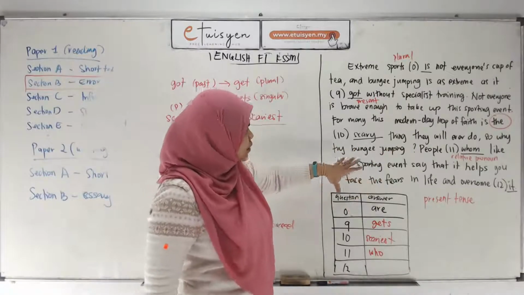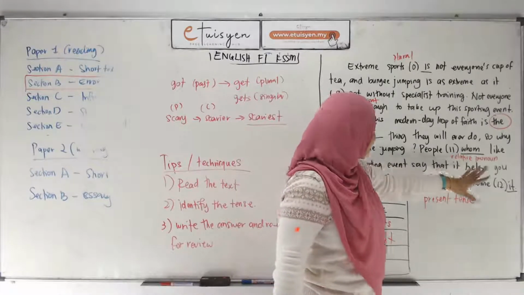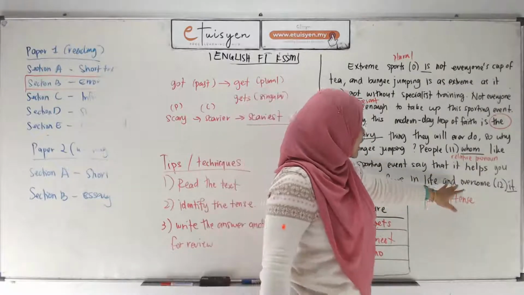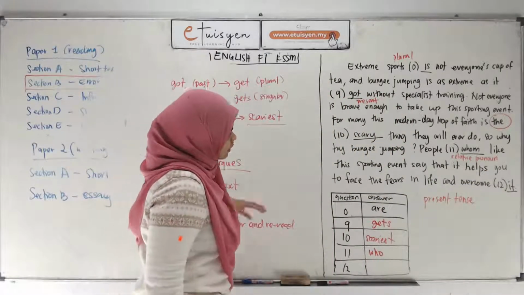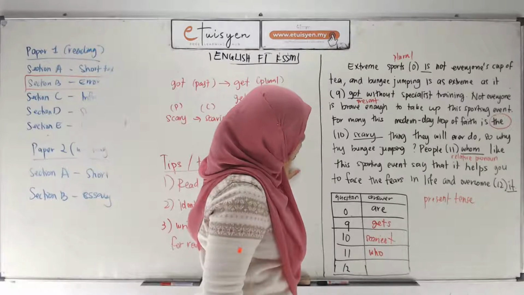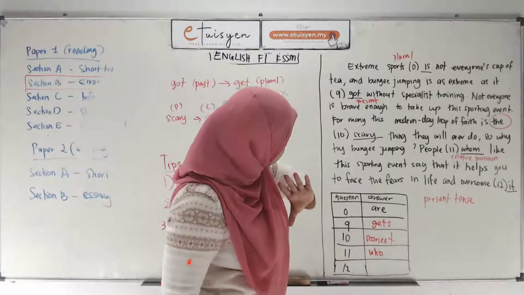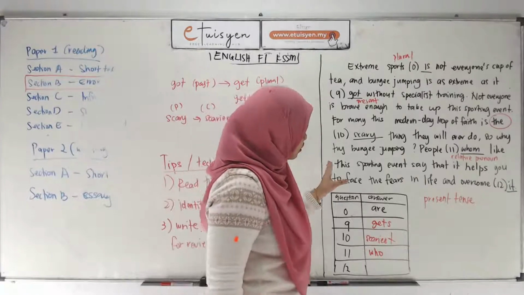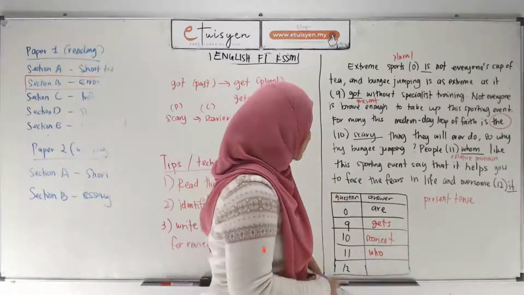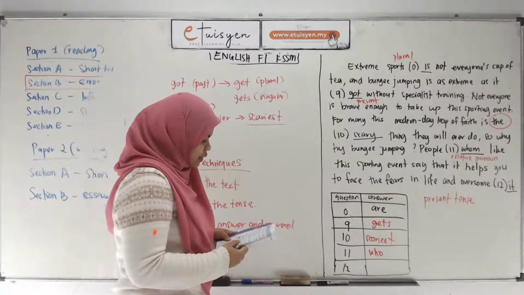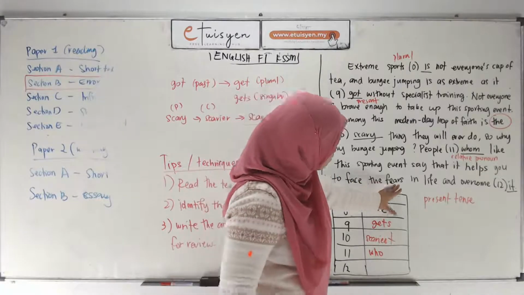Now it's the same sentence as well. People who like this sporting event say that it helps you to face the fears in life and overcome it. Now, it is wrong. Why? Look at here. It helps you to face the fears in life and overcome it. This it is talking about the fears in life. So we have to be careful here too. Look, what is it talking about? What is the subject? Okay, it's talking about what? Alright, so here it's talking about the fears in life.